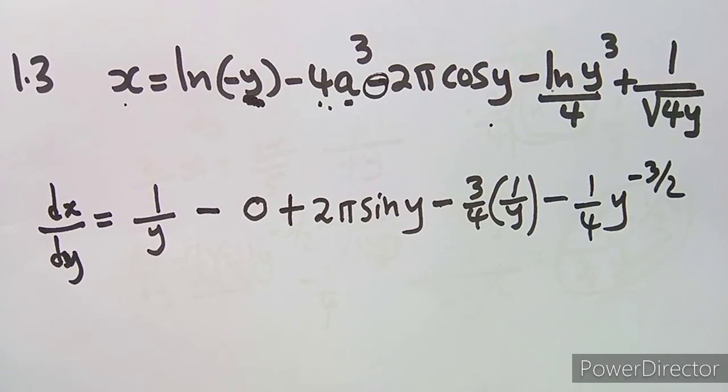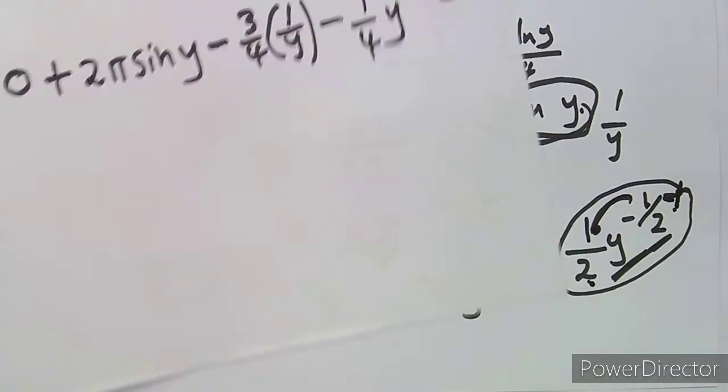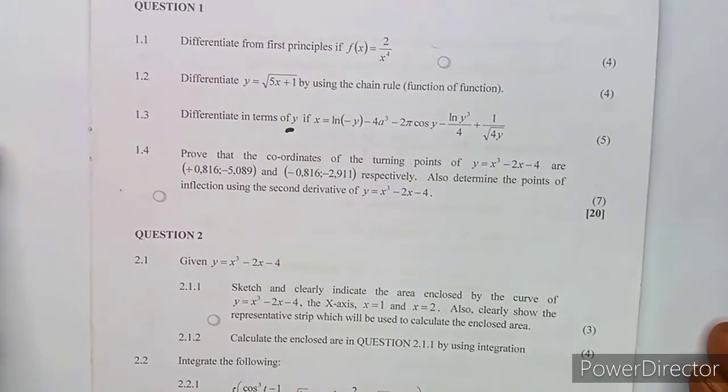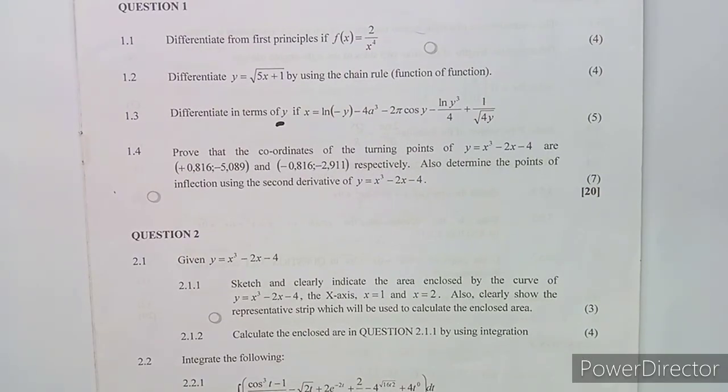All right, so I hope you see how you actually attempt such typical questions, because they will actually ask this type of question. The other question asks us to prove the coordinates of the turning points of the function y equals x to the exponent of 3 minus 2x minus 4, where we are given the coordinates respectively. Also determine the points of inflection using the second derivative.